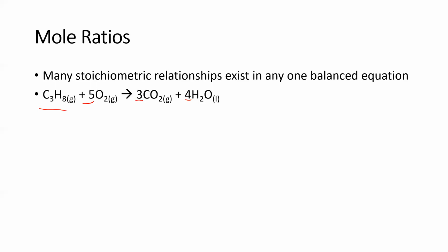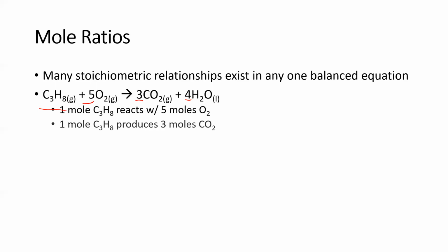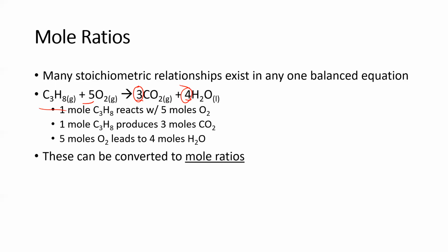So what can I do? Well, I can make mole ratios. 1 mole of propane reacts with 5 moles of oxygen. 1 mole of propane will produce 3 moles of CO2, and 5 moles of O2 leads to 4 moles of H2O. So I can make different ratios. I could have also made the ratio of 3 moles of CO2 produced when 4 moles of H2O. There's a lot of flexibility in these ratios.